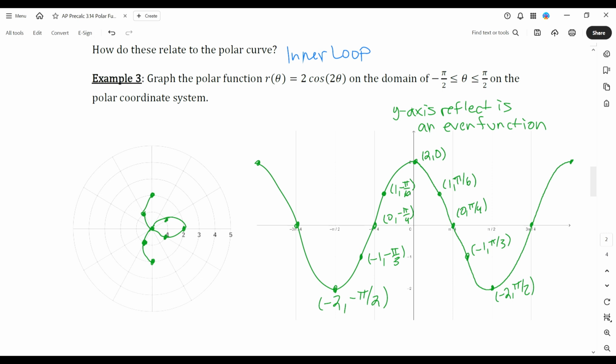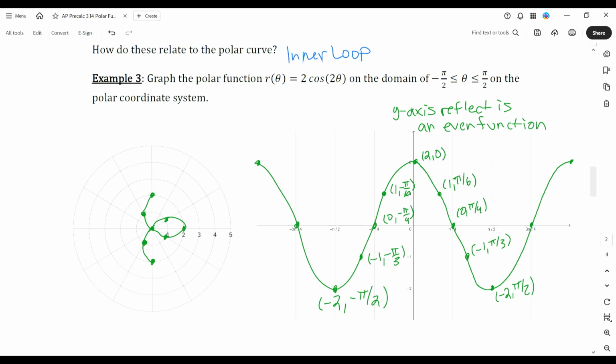Now, this is a polar graph that is not complete. So it's clear that this is only one cycle. So this is actually only half of the graph, half of what the graph would actually look like.